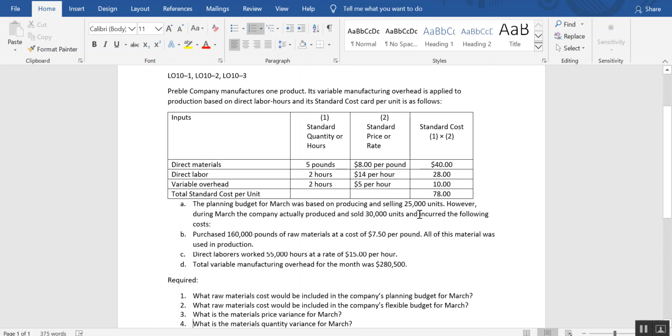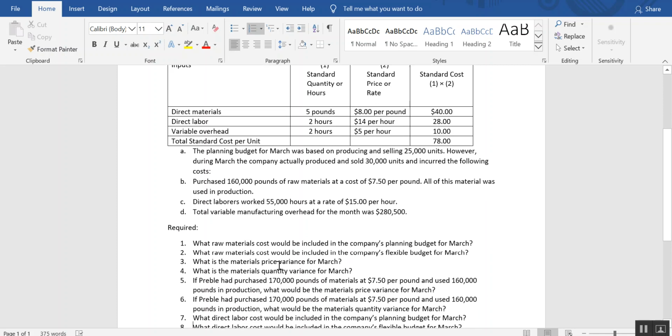They planned on producing and selling 25,000 units, but they actually produced and sold 30,000 units and incurred the following costs. They purchased 160,000 pounds of raw materials at a cost of $7.50 a pound. All of that material was used in production. And direct laborers worked 55,000 hours at a rate of $15 an hour. And the total variable manufacturing overhead for the month was $280,500.